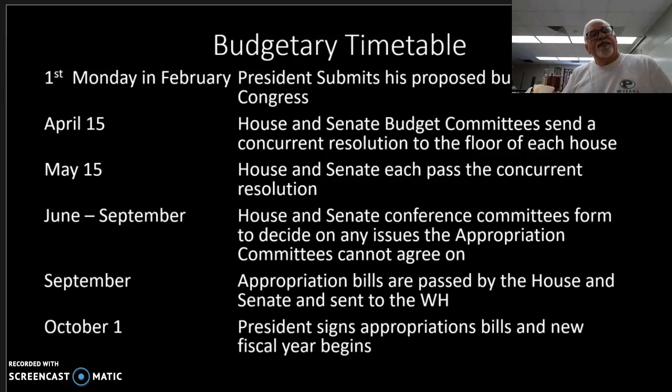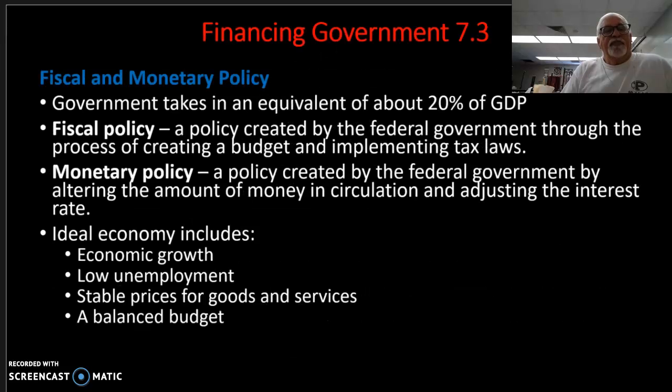Here's the timeline. The first Monday of February, the President submits his budget. It's followed by the State of the Union. April 15th, the House and Senate Budget Committees send a concurrent resolution so that they are agreeing on how much is going to be spent, by May 15th. Then in June and September, they work in their conference committees to decide the issues on appropriating the money. In September, the appropriation bills are passed by both the House and Senate and sent to the White House. Then the President needs to sign it by October 1st for the budget to begin that year.